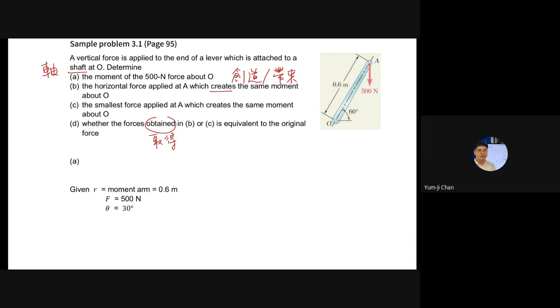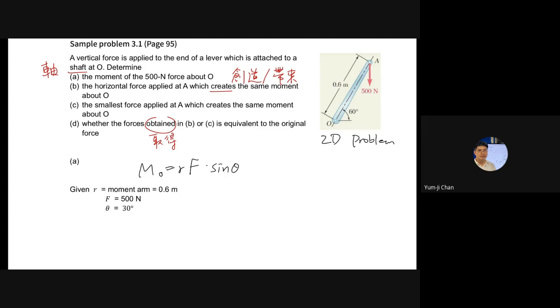I think the first part A is quite clear: determine the moment of the 500 Newton force about O. So the force is this one, and the moment arm goes from O to A. Now, this is a 2D problem, and therefore we have M with respect to O equals R times F times sine theta.